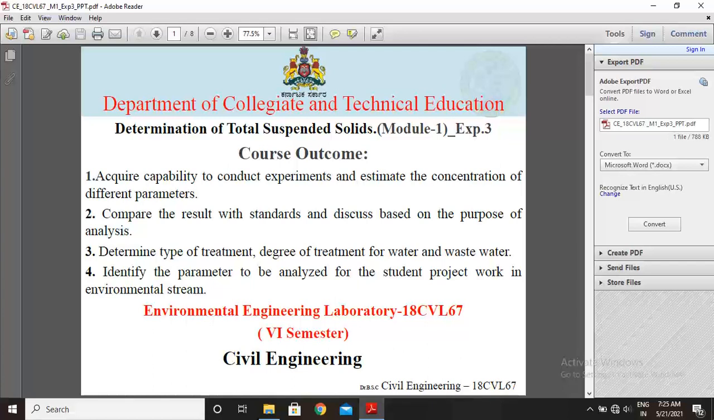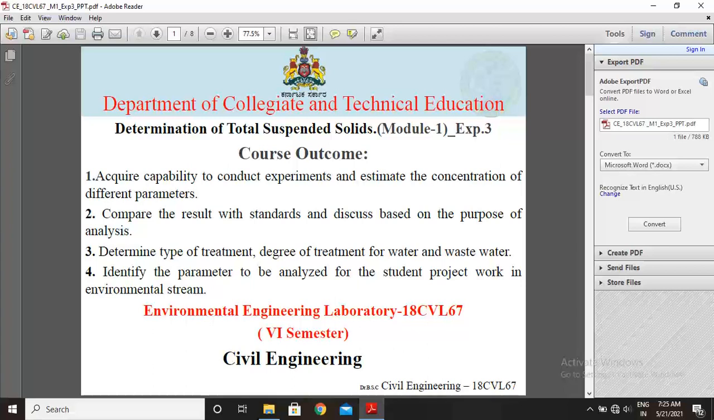Today I want to start experiment number 3. Title of experiment is determination of total suspended solids of the given sample.